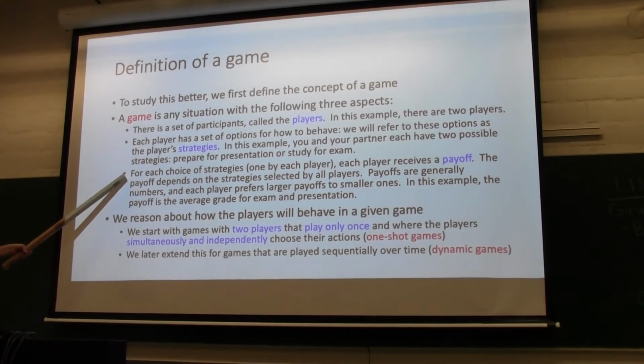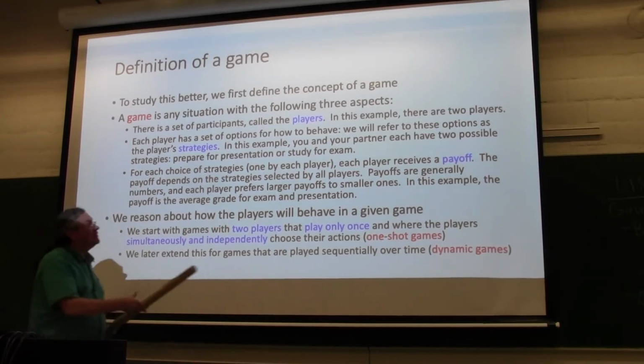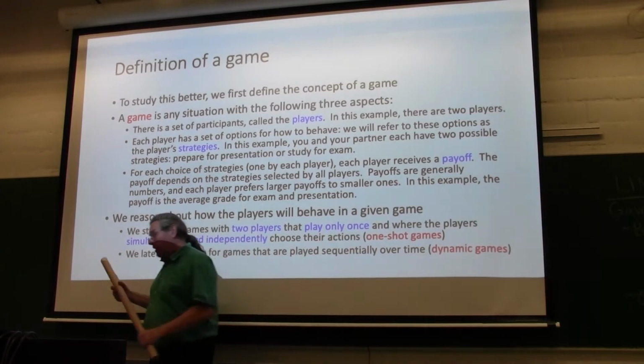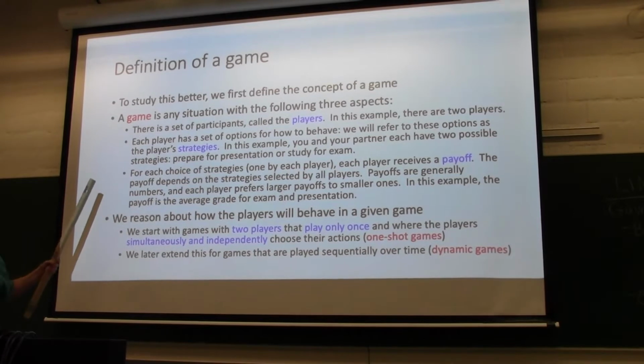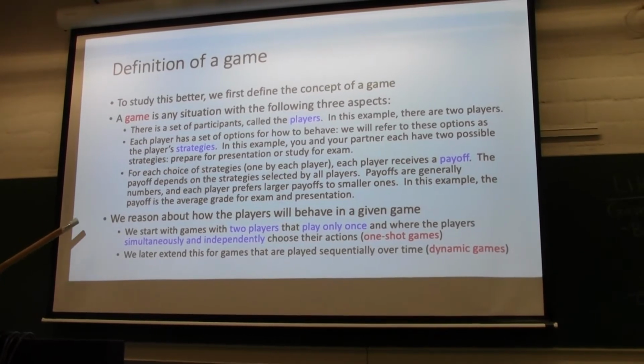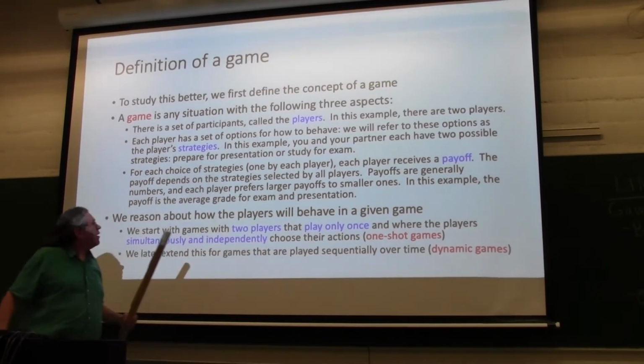For each choice of strategies, that means the two players each choose a move, rock and scissors, okay? Then there's a payoff. That means each player gets something or loses something. The rock will win over the scissors, but if the other player picked paper, they will win. So there's a payoff that depends on both choices. Payoffs usually are going to be numbers, and usually each player prefers larger payoffs.